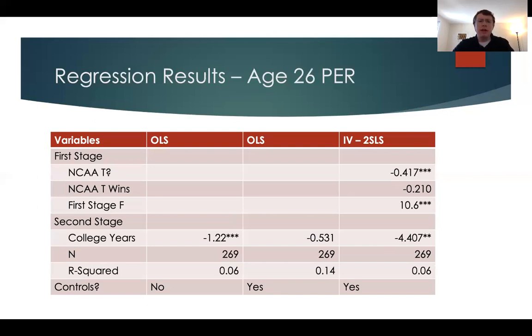And I find similar results looking at age 26 PER. So this might be a 5th season in the league for a player that spent 4 years in college, or maybe the 8th season in the league for a player that only spent 1 year in college. In the OLS framework, this is negative and significant. Adding controls, negative, but loses significance. But this coefficient is large, negative, and significant in the instrumental variables framework, suggesting that spending additional years in college has a negative impact on player development.